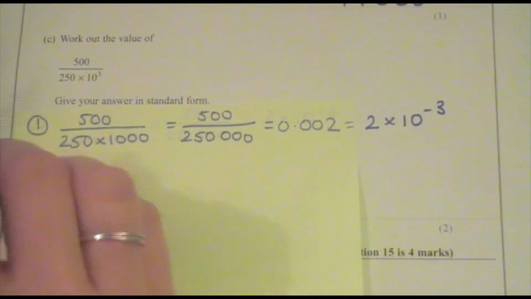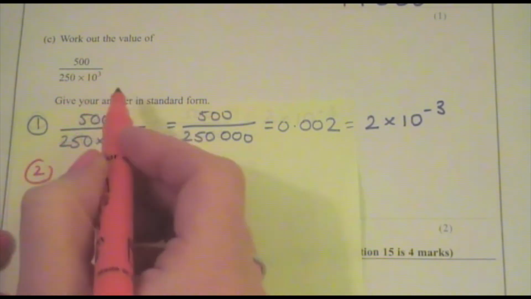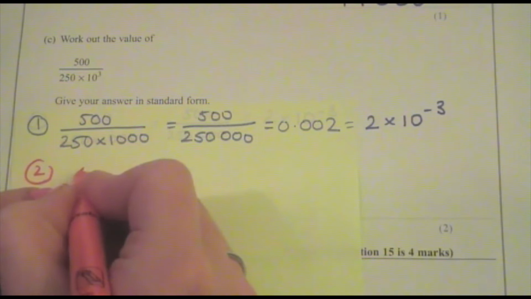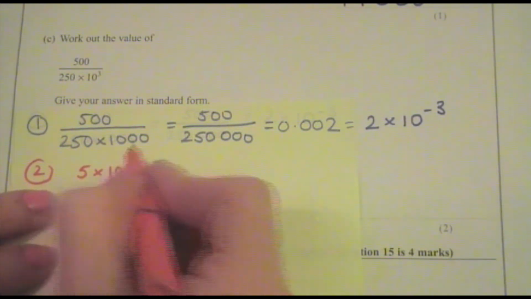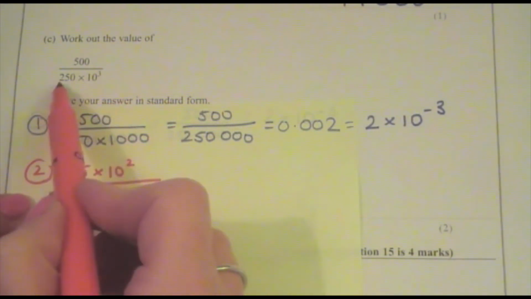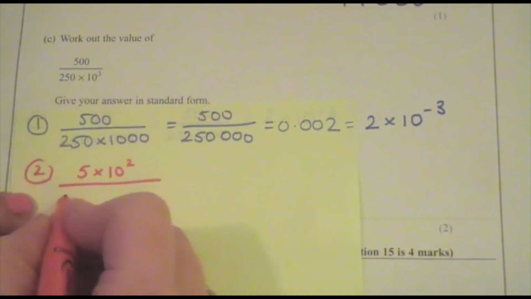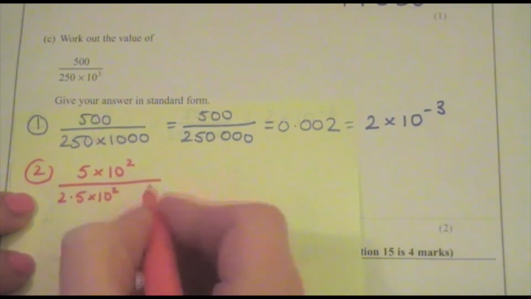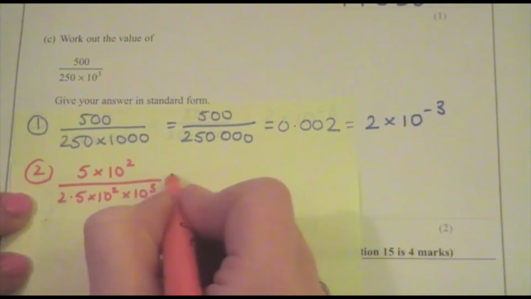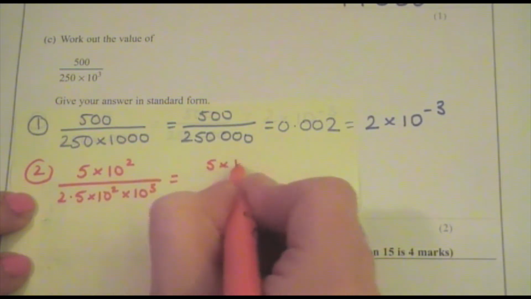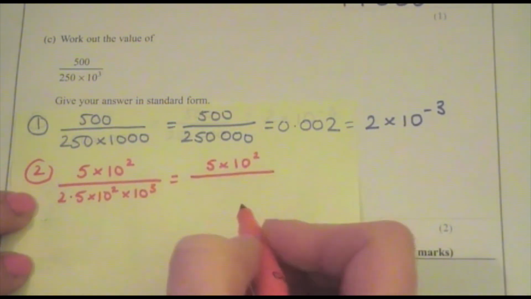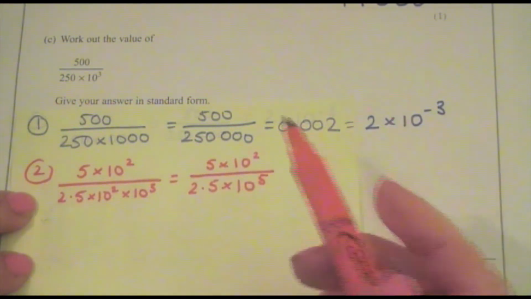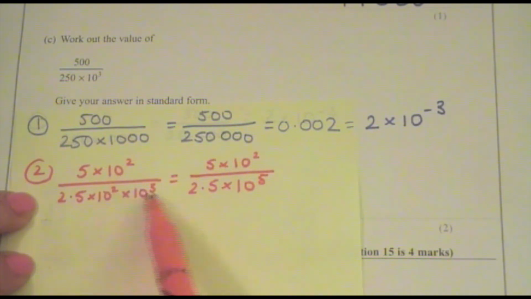The second way you can do it is to convert them all into standard form and simplify it using rules of indices. So the number 500 can be written as 5 times 10 to the power of 2, and then 250 times 10 to the power of 3 can be written as 2.5 times 10 to the power of 2 times 10 to the power of 3. If I simplify that, I've got 5 times 10 to the power of 2 on the top, divided by 2.5 times 10 to the power of 5 on my denominator, because index laws tell me that I can add those indices.